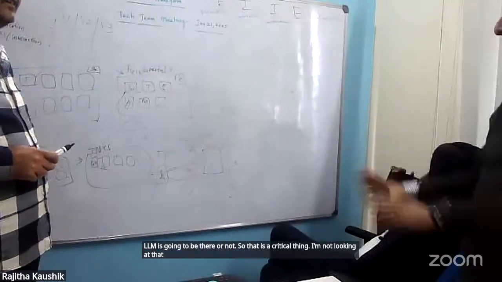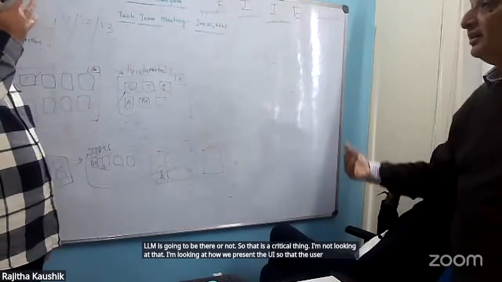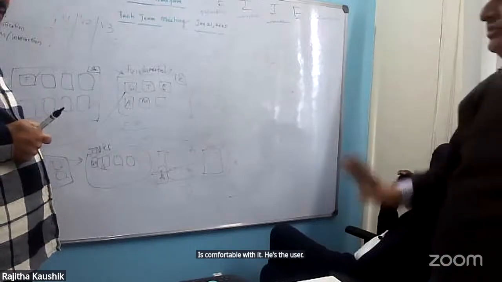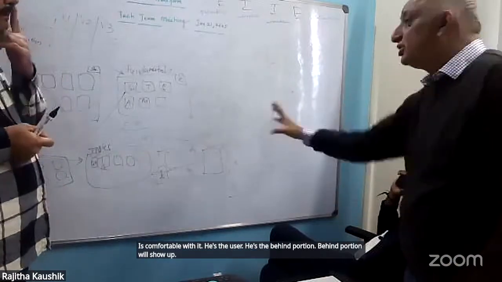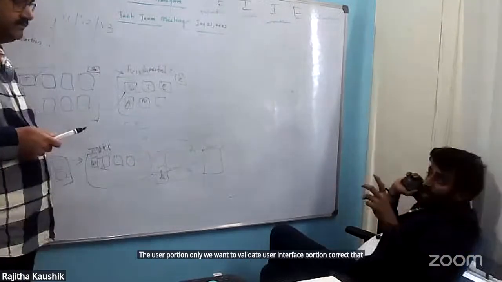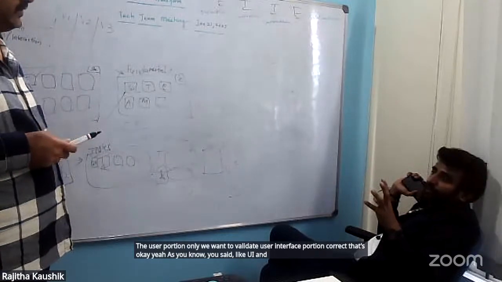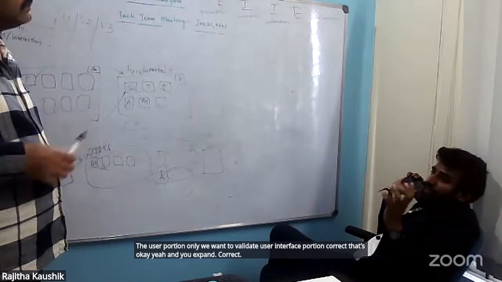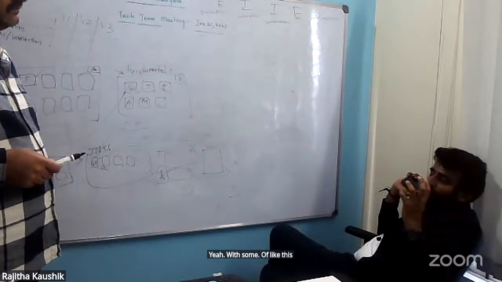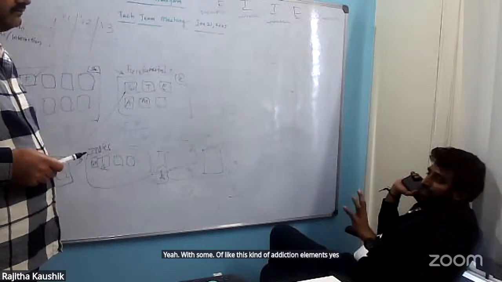I'm looking at how we present the UI so that the user is comfortable with it. Correct, he's the user. This is the behind portion, and the behind portion will somehow be managed. The user portion only we want to validate, the user interface portion. That's all. As you rightly said, both the UI and UX part, with some additional elements, like gamification elements. Yes, yes. If that comes, this will get complete.